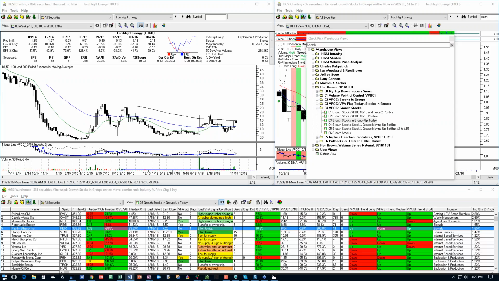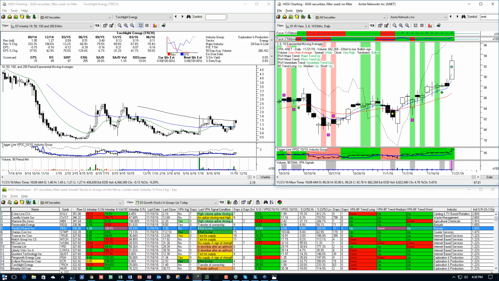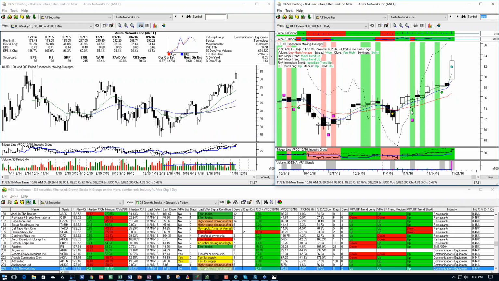Let's look at one more stock that came up today. Somebody mentioned it, ANET. And this is a stock, I just want to point this out because this is a good example. This weekly chart is very loose and very ugly, but it's had some nice runs.